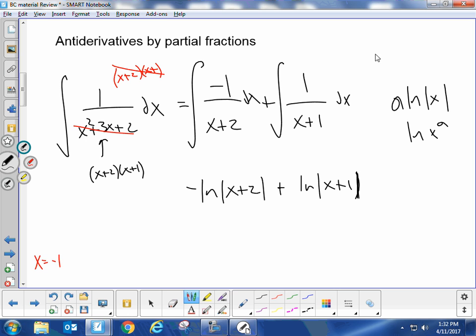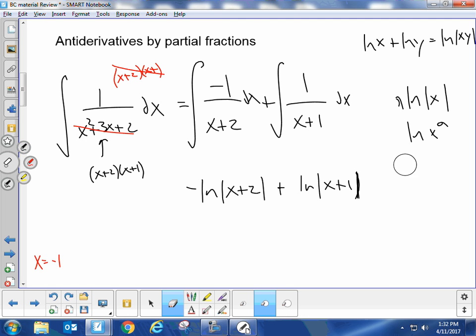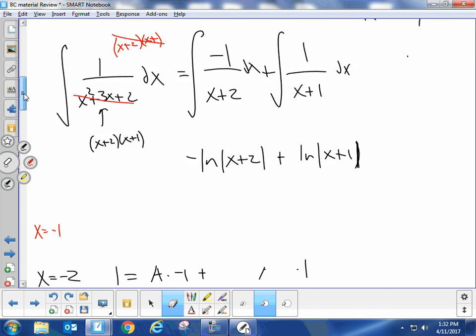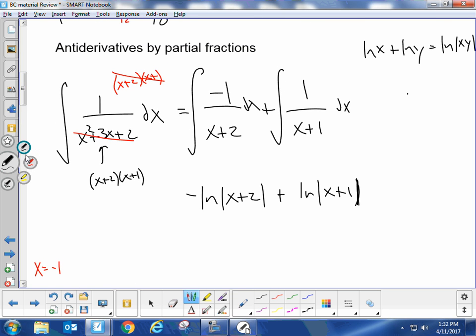Other log rules: if I'm adding things, it's the same as taking one log and multiplying it together. These all come from exponent properties. And the final one, if we are subtracting things, log x minus log y, this would be the log of x over y. Here, this is the log of x plus 1 minus the log of x plus 2.